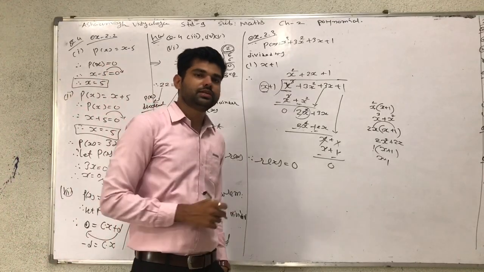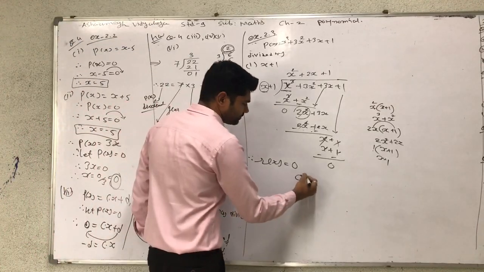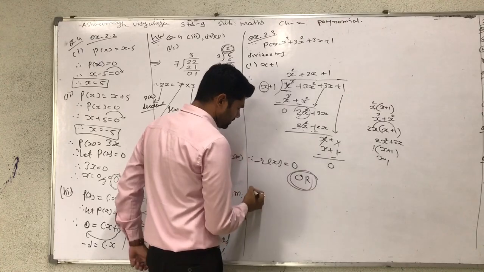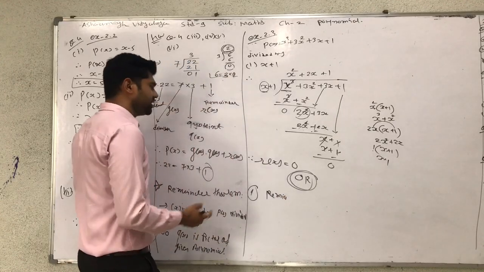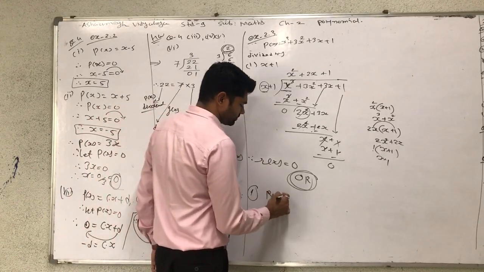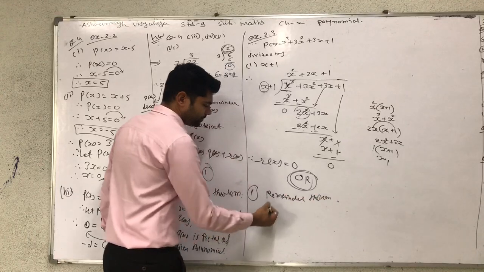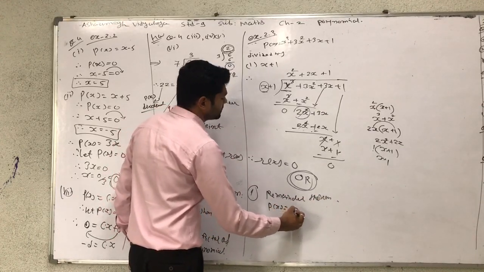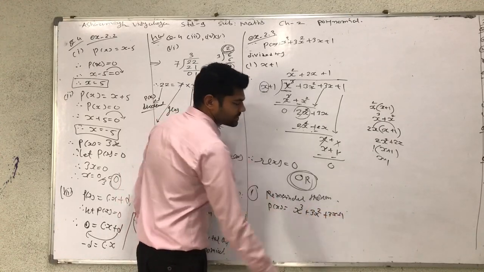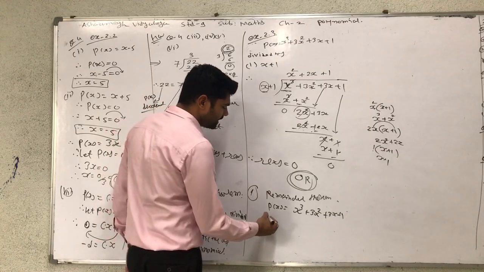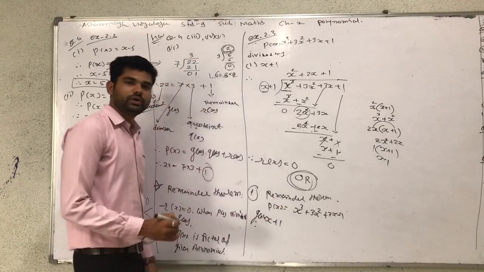This first is a first method, named long division method. Now solve this question by another method, its name is remainder theorem. By using remainder theorem, we have given that p of x is equal to x cube plus 3x square plus 3x plus 1 and is divided by x plus 1. g of x is equal to x plus 1.